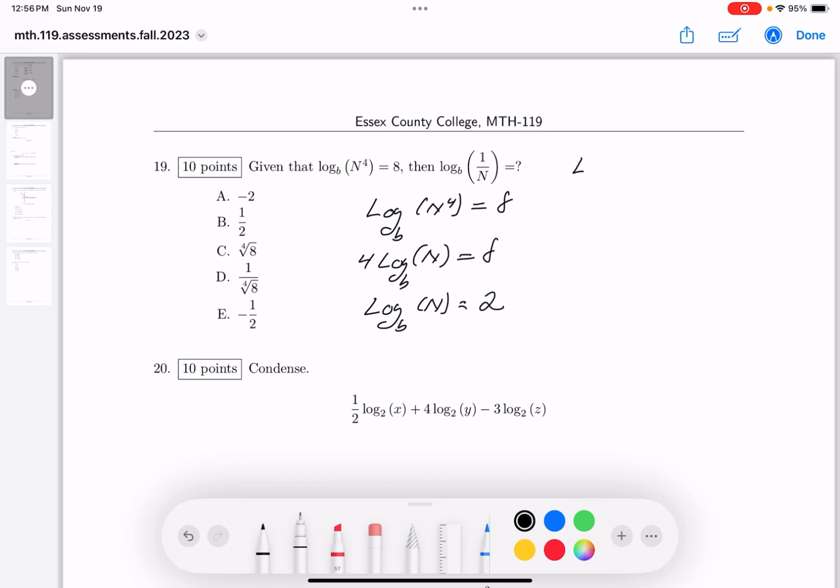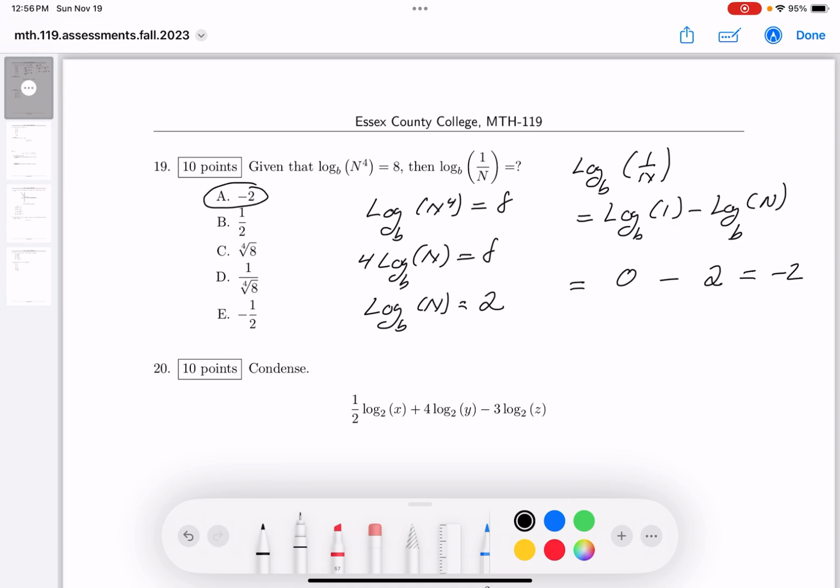Then what do they ask for? They ask for log base b of 1 over n. Let's write down what that means. It means log base b of 1 minus log base b of n. Well, log base b of 1 is just 0 minus log base b of n. Well, I just figured out it's 2. So what do you get? 0 minus 2, which is minus 2. That's choice A. All right, let's go to the next one.